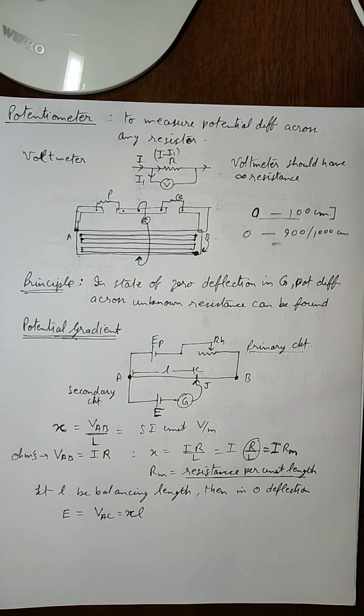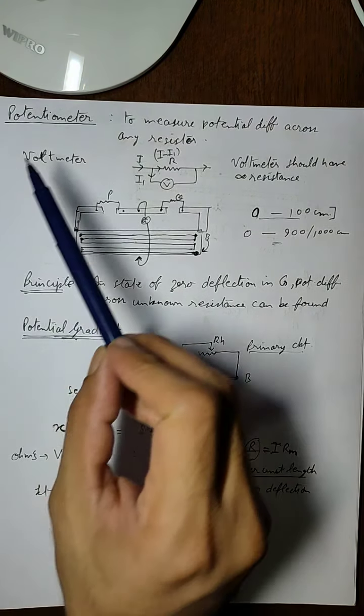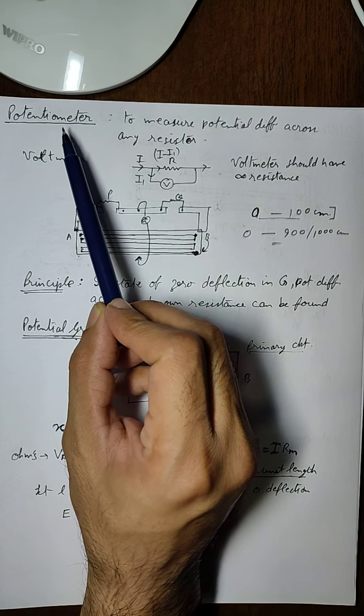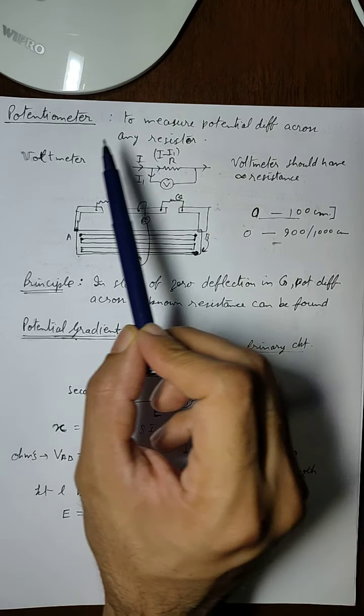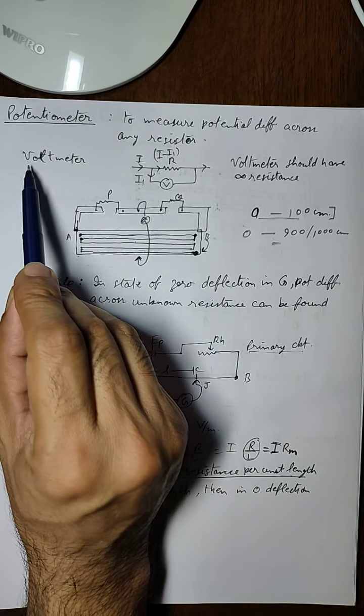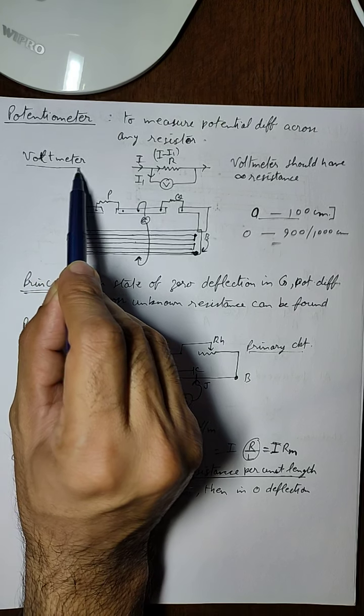Now let us study about another application of Wheatstone bridge. This application is called potentiometer. It is used to measure potential difference across any resistor. We already have another device which is called voltmeter, and this does the same thing.